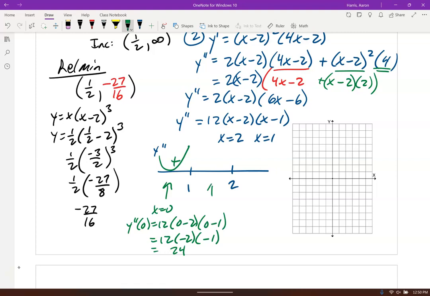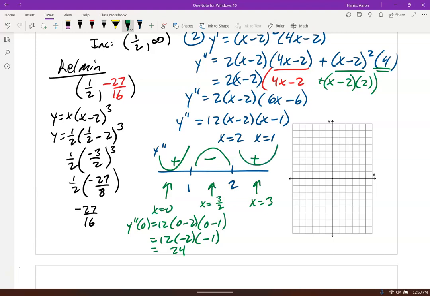I'm going to throw in like 1.5, so 3 halves, and that would end up being negative. I throw it into the double prime, so it'll be concave down. I'm going to go ahead and plug in like 3, and that'll end up being positive, concave up again.